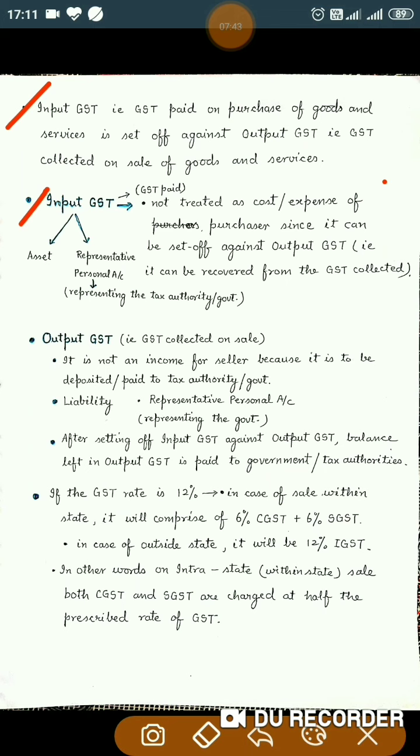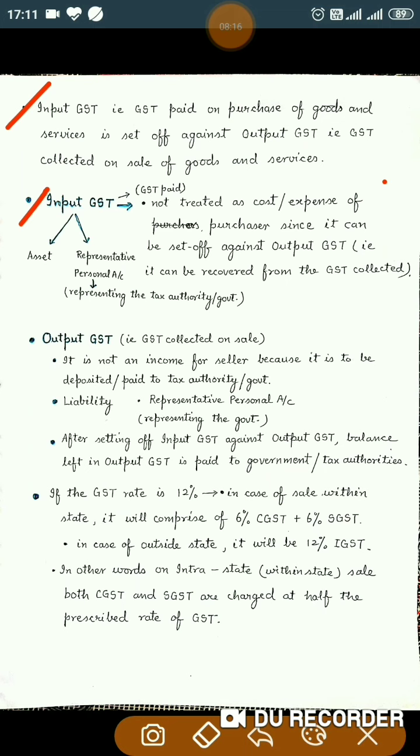Another clarification I have given: input GST, that is GST paid, is not treated as a cost or expense of the purchaser, since it can be set off against output GST. Whenever we are purchasing goods, we have paid the GST. It is not treated as the cost of purchase. It is treated as an asset, because in future we can recover it. So it is an asset for us if we are making payment of GST at the time of purchase, or making payment of any expenses.